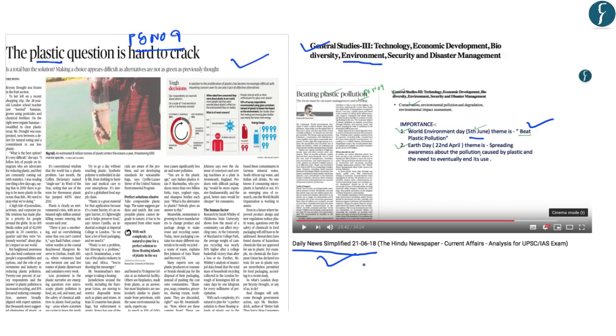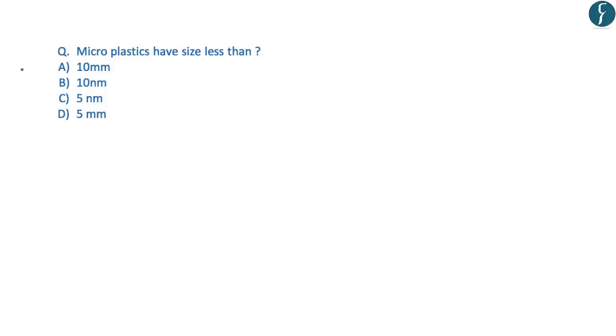So, these are few important facts or points which can be used in answers which are related to plastic pollution. For other details, you can go through the DNS of 21st June 2018. Now, the size of the microplastics becomes important for us from the examination point of view. So, you should go through this question from your preliminary examination point of view, the answer for which will be displayed after 5 seconds.